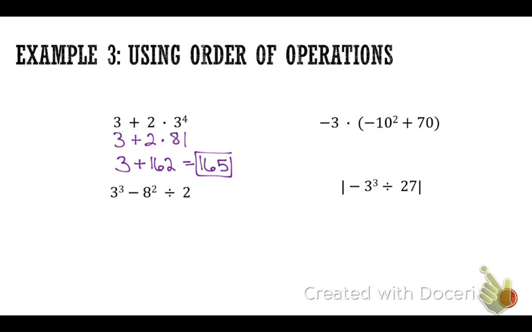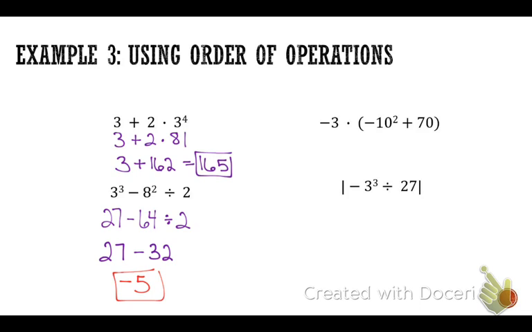What is 3 to the 3rd power? 27 minus, what's 8 squared? 64 divided by 2. So what do I do next? Kyle, what am I going to do next? What's my next step, do you think? Yeah, very good. Divide. Guys, what's 64 divided by 2? 32. So now 27 minus 32. Negative 5. Did anybody get negative 5? Or maybe you were on track to get negative 5? Okay, so just following our order of operations rules.